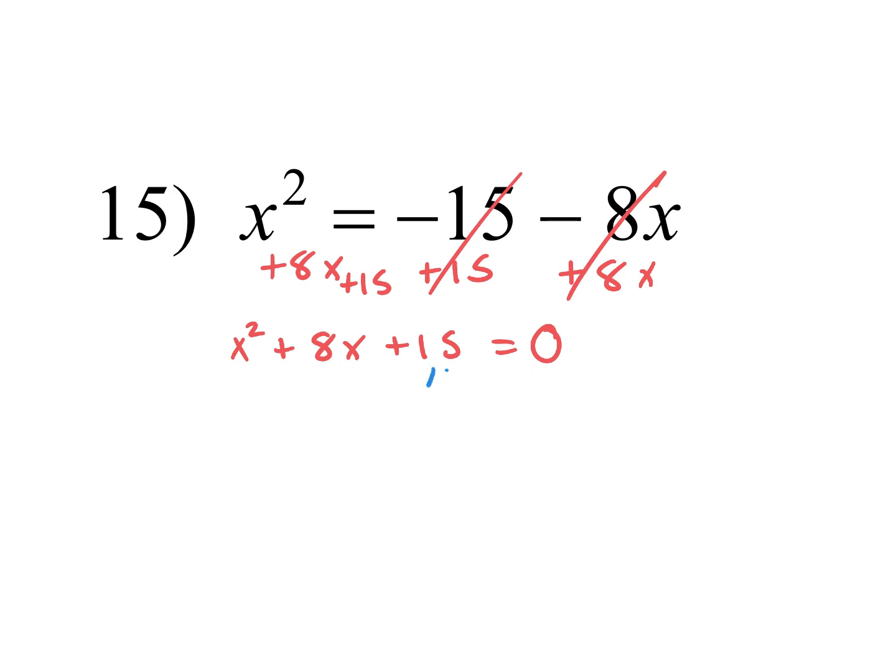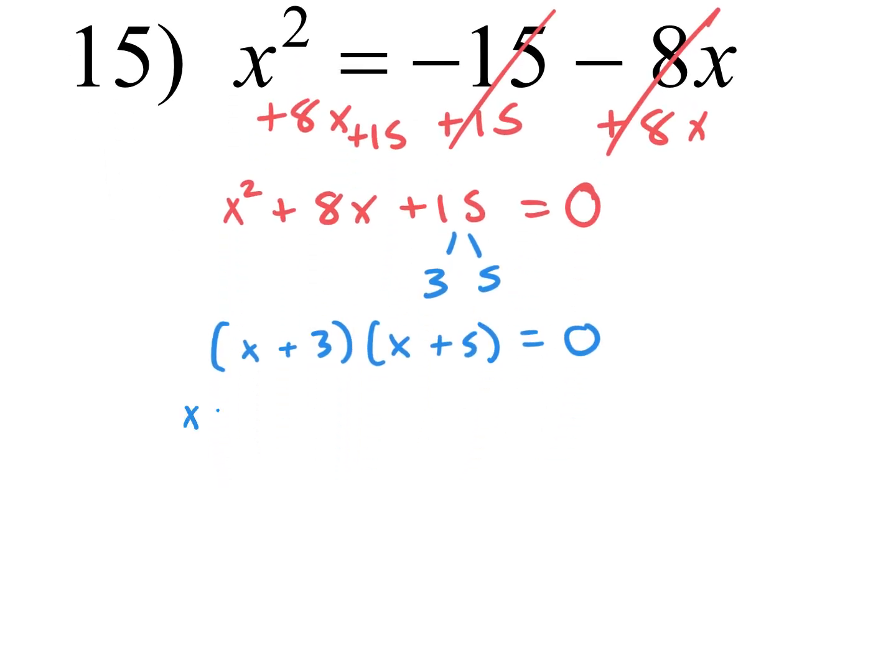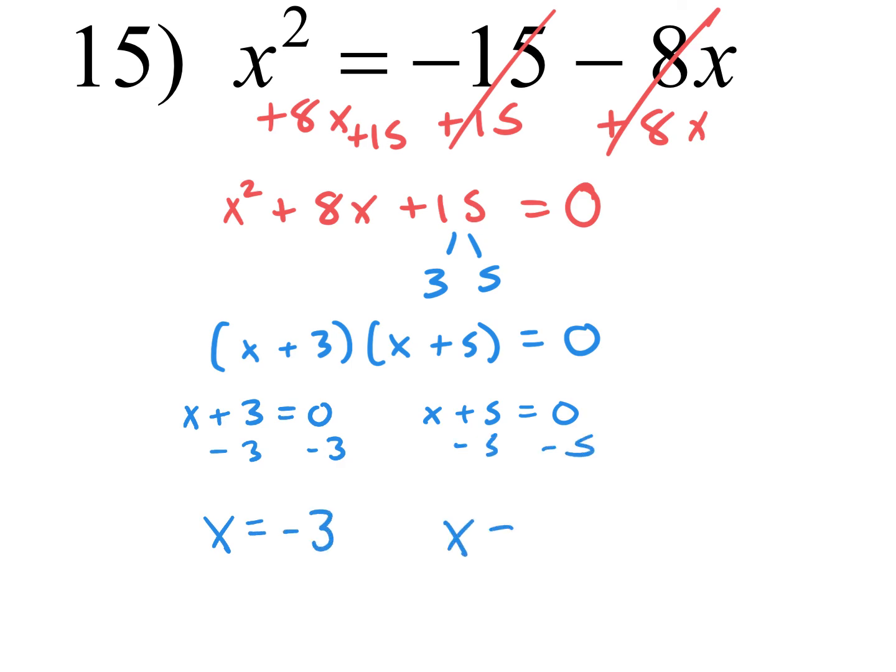Jason, what are 2 factors of 15 that add to 8? 3 and 5. So in my parentheses, I have x plus 3 times x plus 5. Matthias, what's the next step? Awesome. So x plus 3 equals 0. X plus 5 equals 0. Subtract 3. So x is equal to negative 3. Subtract 5. So x is equal to negative 5. Those are our 2 answers.